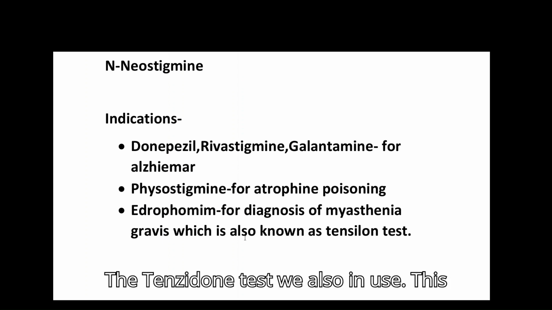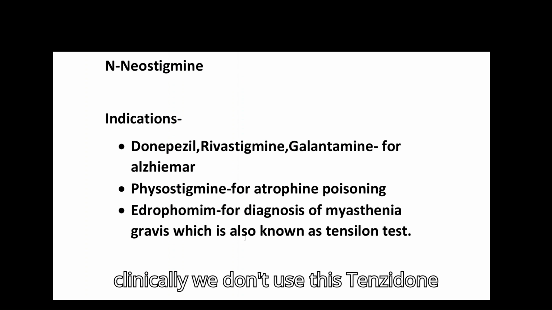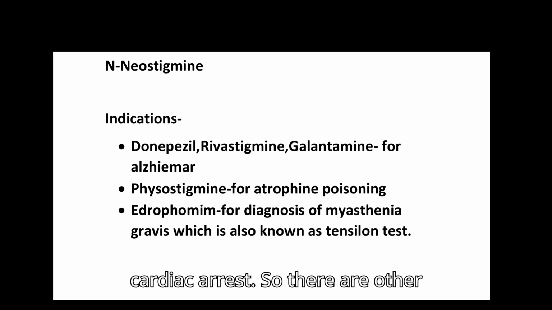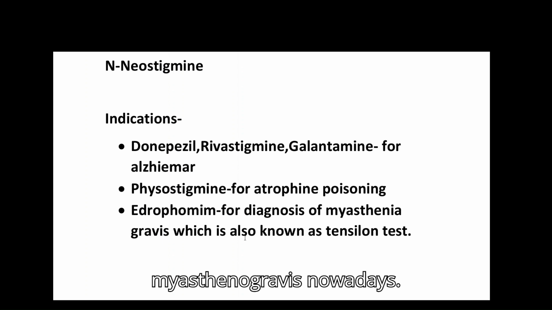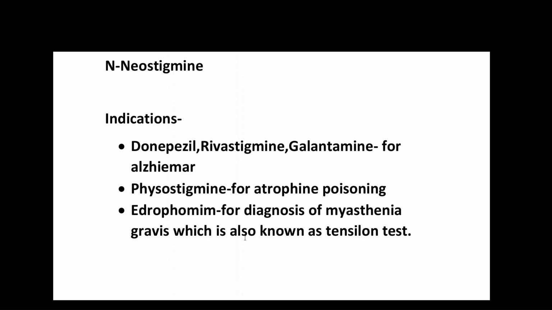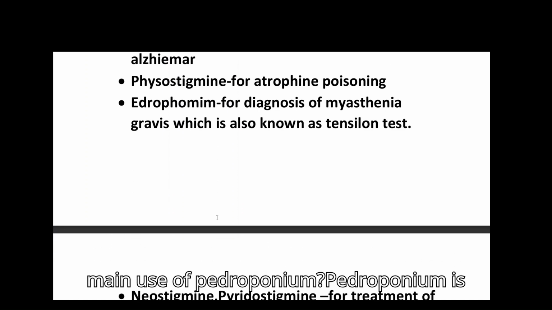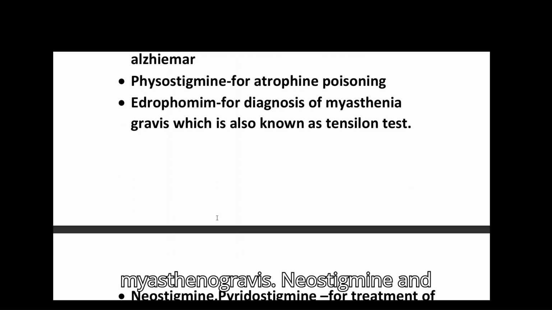The Tensilon test we also use, this is the name, but now clinically we don't use this Tensilon test due to the risk of bradycardia and it could cause cardiac arrest. So there are other tests that we could use to diagnose myasthenia gravis nowadays. But questions could come: what is the main use of edrophonium? Edrophonium is nothing but for the Tensilon test. Tensilon test means diagnosis of myasthenia gravis.